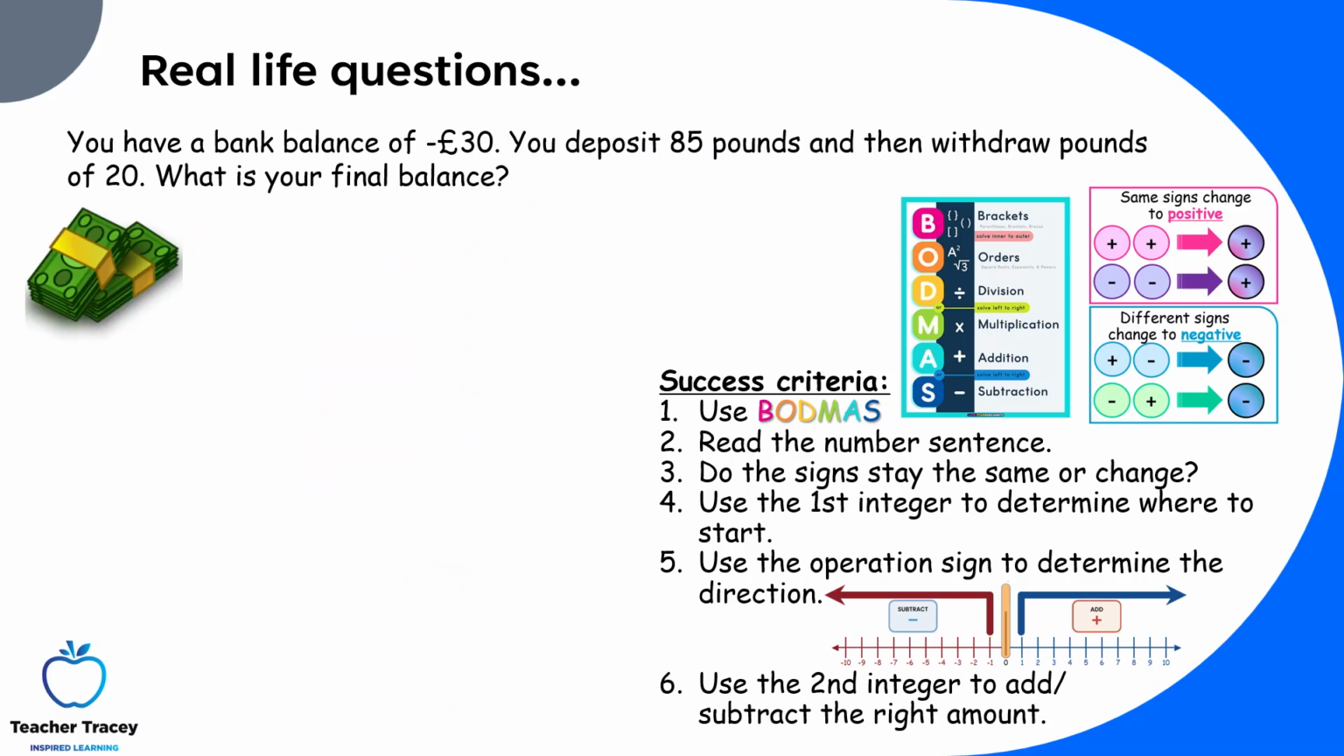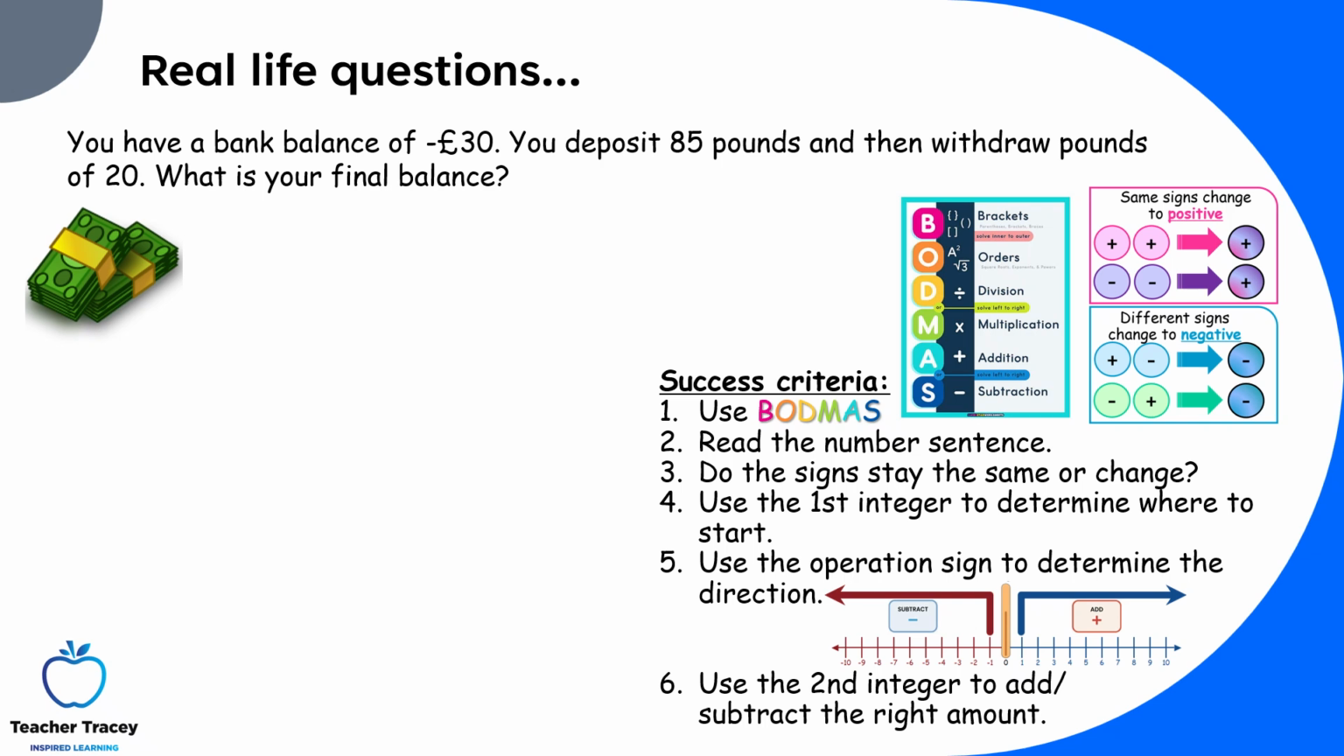Let's do a money-related question. You have a bank balance of -30 pounds. You deposit 85 pounds and then withdraw 20 pounds. What is your final balance? Now don't be confused by the pound sign and pounds words in different places. Just highlight the necessary information and write your number sentence.